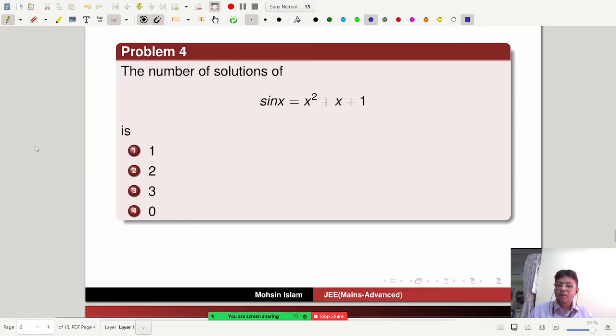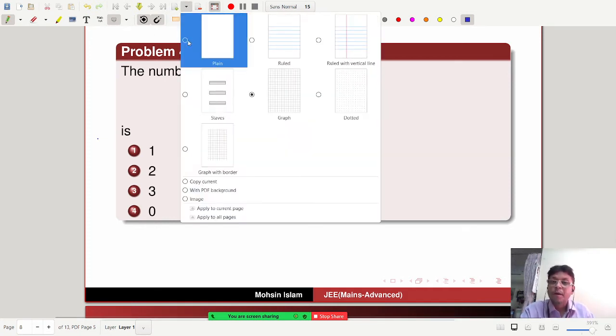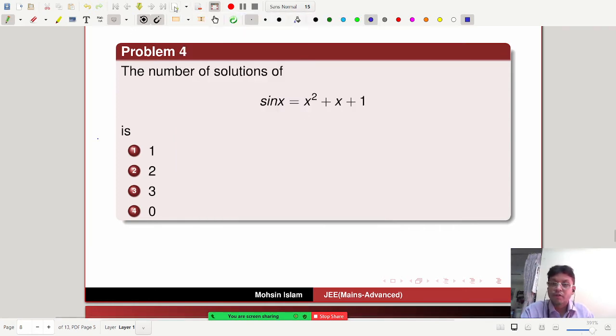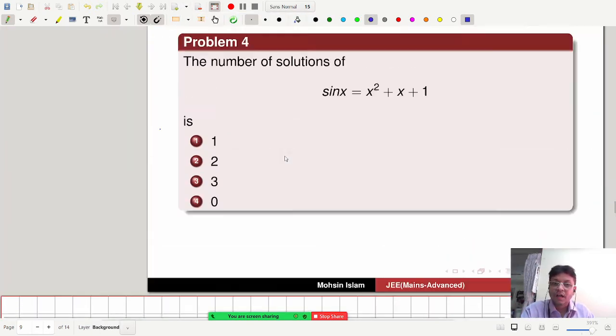Yeah, you have another problem. The number of solutions of sin x equal to x squared plus x plus 1. So you have a trigonometric function on the left, and a quadratic expression on the right. If you have a quadratic on the right, it must be a parabola. So how will you do that? That is the question. So you have sin x and you have x squared plus x plus 1.